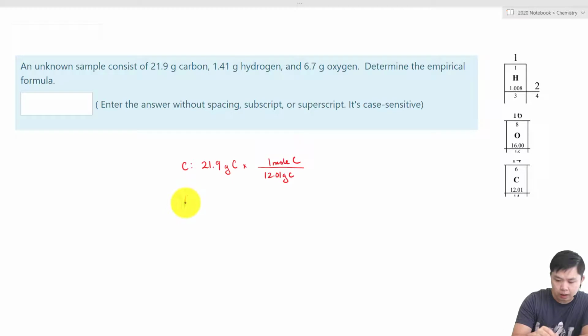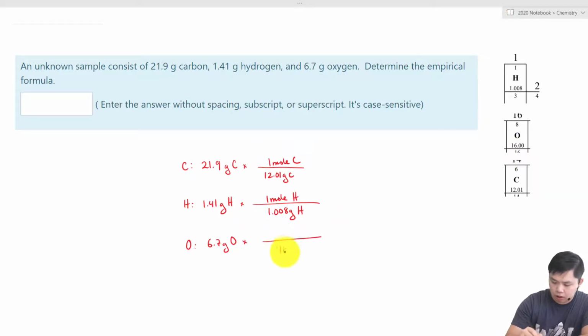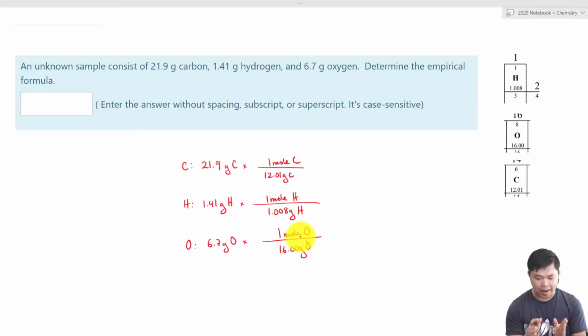And then we have hydrogen. Here we have 1.41 grams of hydrogen times the conversion factor right there. So 1.008 grams of hydrogen to 1 mole of hydrogen. This is all coming from the periodic table. And then for oxygen, we have 6.7 grams of oxygen. Oxygen is 16.00 grams of oxygen to 1 mole of oxygen. So again, this is talking about the oxygen atom, not oxygen gas, okay? So keep that in mind.